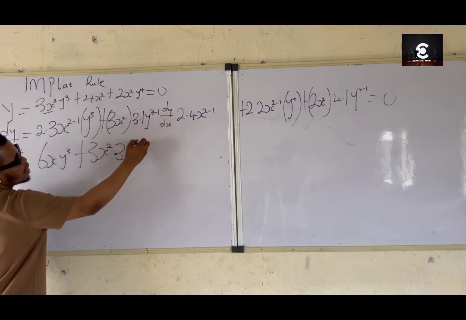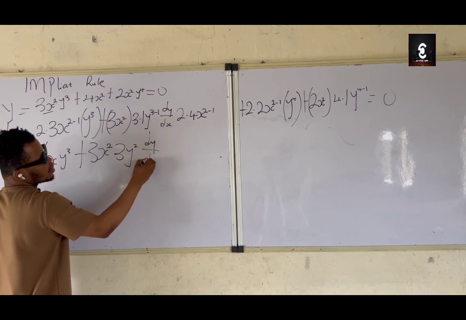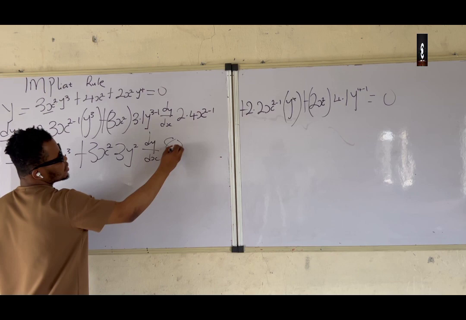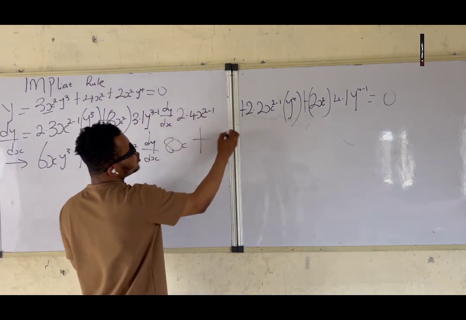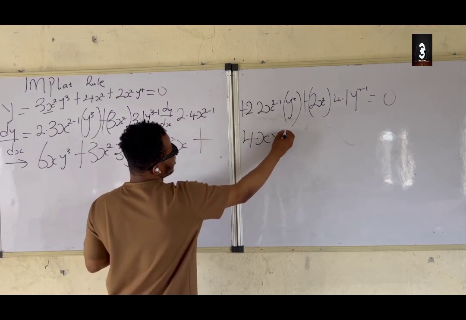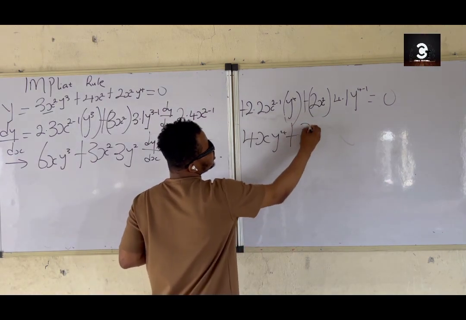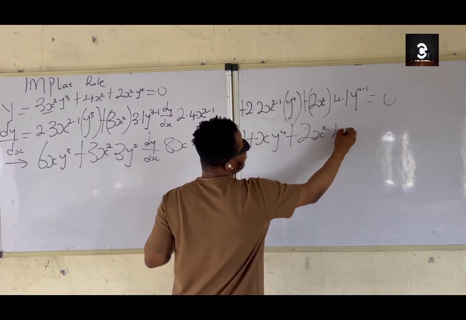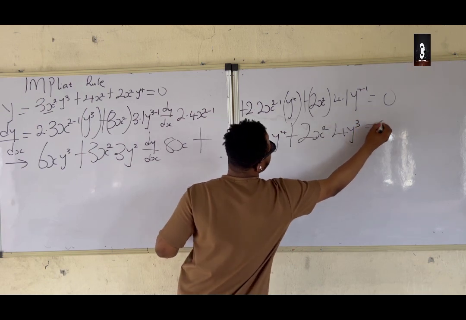3 minus 1 is 2. I'll put my dy/dx. 2 times 2 is 8x, because 2 minus 1 is just 1. Then coming to this side, 2 times 2 is 4x, and I'll raise my y to power 4. Plus here is 2x raised to power 2, 4 times 1 is 4, 4 minus 1 is 3y cubed, equals 0.